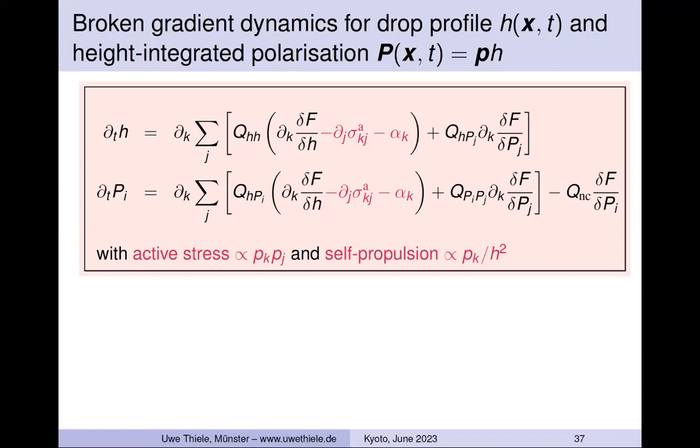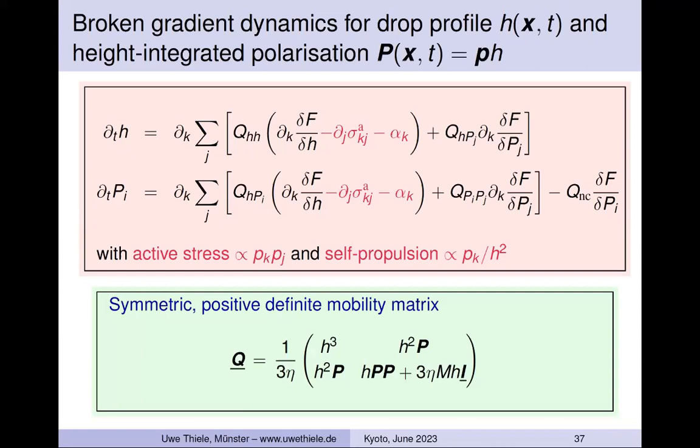So alpha is self-propulsion. That's in the model, but we do not consider it in the results I showed you. And this is active stress, and active stress is just a tensor product of polarization with itself. And then we have a mobility matrix also modeled on what we have from the mixture. And so I insist that without the red terms, this is a thermodynamically consistent model, and then we add a bit of activity.